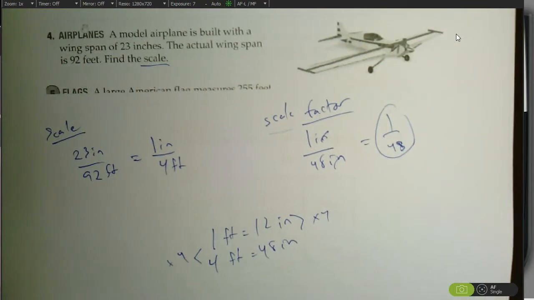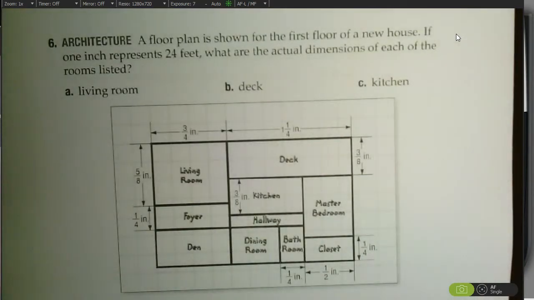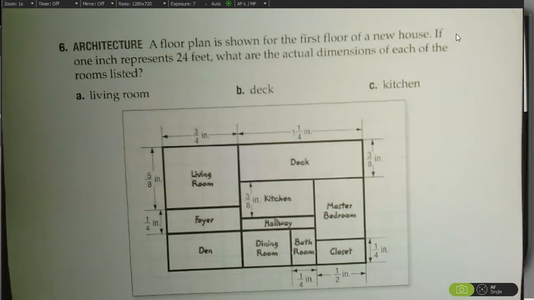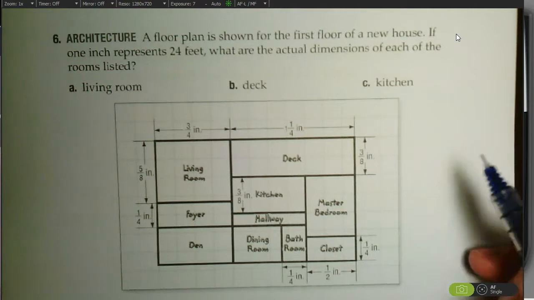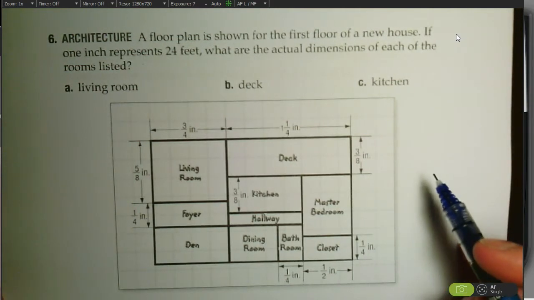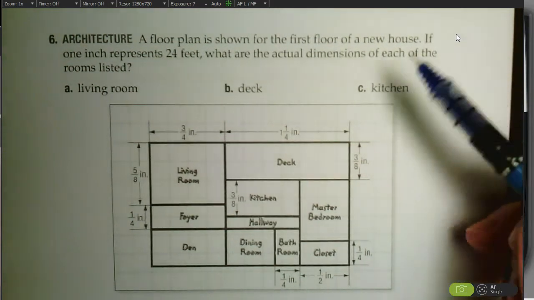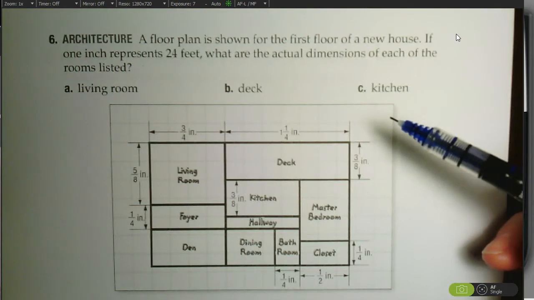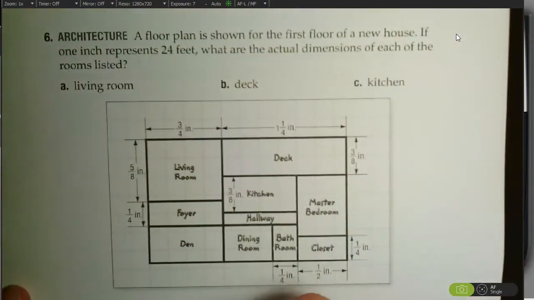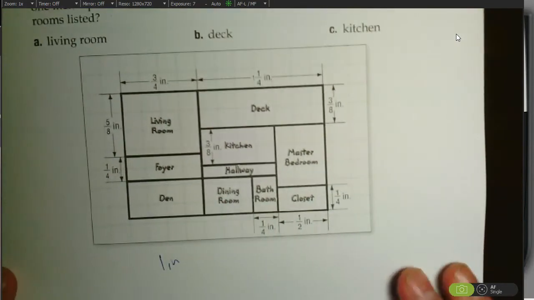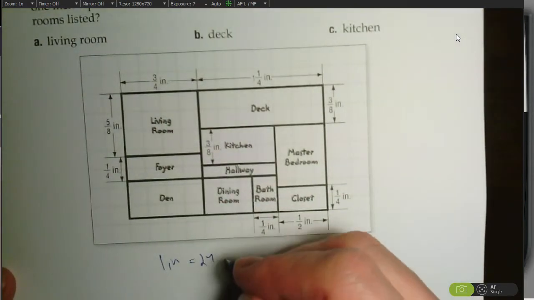All right. The next problem type is, given a scale, which is what we've got here, find some sort of length in real life. So number 6 says a floor plan is shown for the first floor of a new house. If 1 inch represents 24 feet, so that's our scale, 1 inch is 24 feet.